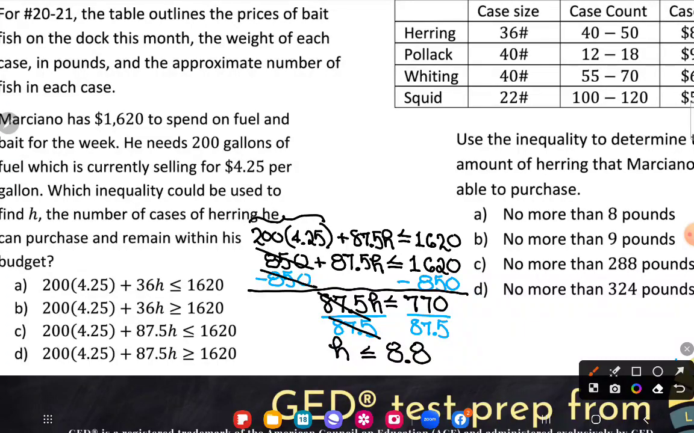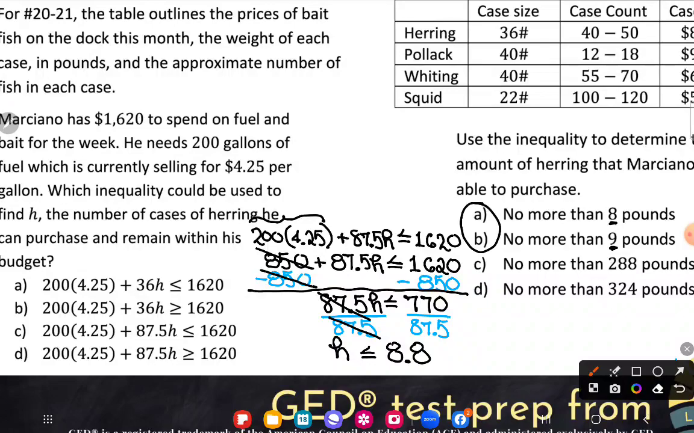And I know every trick in the book by now. You guys, I've been doing this long enough. I know every way you guys stumble. And this is a really common issue. People get to H is less than or equal to 8.8. They say, hey, there's an 8 pounds. 8.8 rounds up to 9 pounds. And they grab one of those answers. And either way, they're wrong.